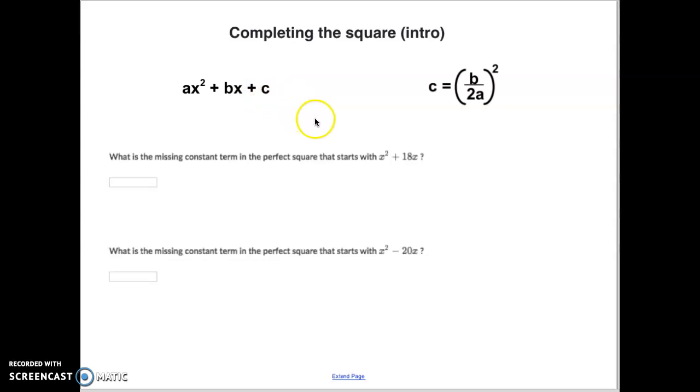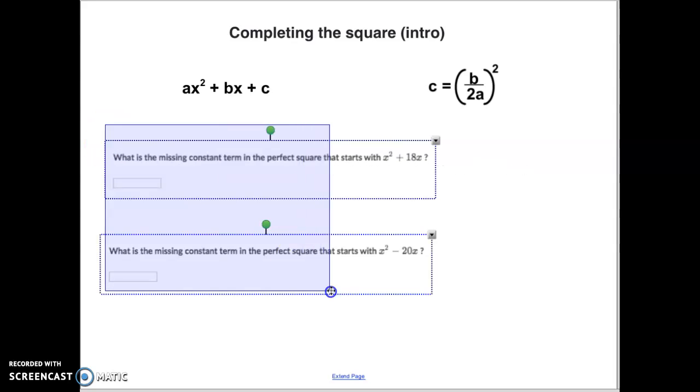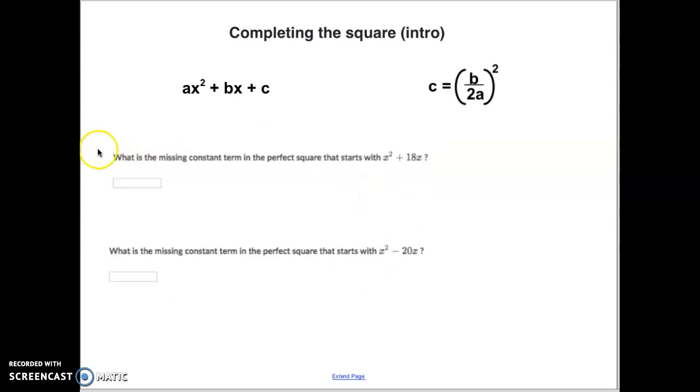So when we talk about completing the square and we're trying to find the missing constant term, you can see on this equation right here, there is no c term. And if we're going to make this a perfect square quadratic, what is the missing term from this one? Well, if you remember, to find that c term, we had that formula where you take your b term.